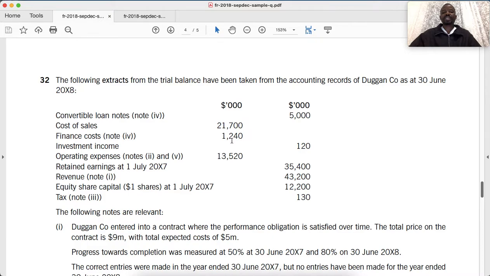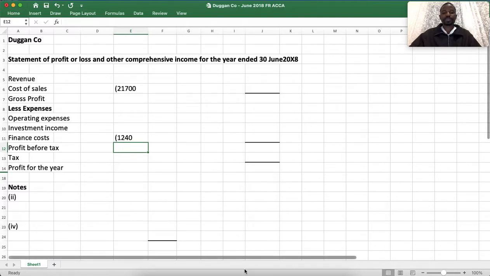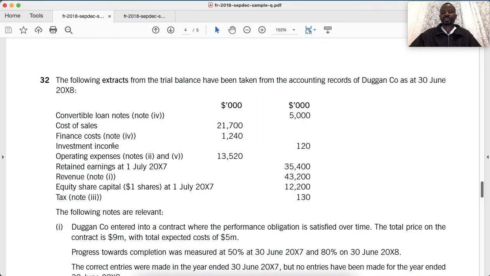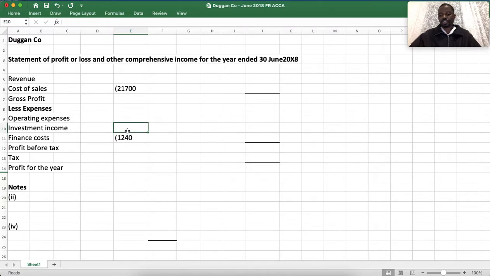We go and check another figure there. Finance cost of 1,240. They do feature in the statement of profit or loss. So let's go where we are given finance cost. Let's work it out. 1,240 like that. Then investment income of 120, that's a statement of profit or loss item. So we go here 120.